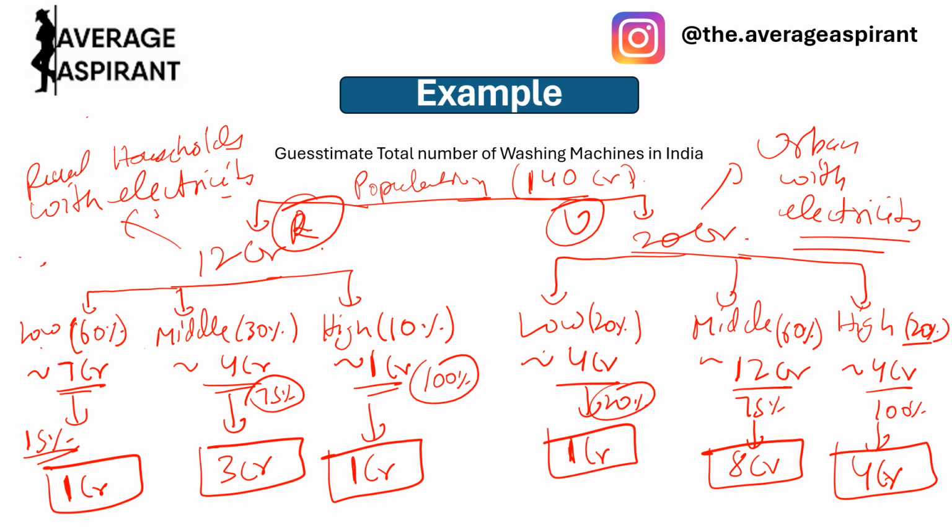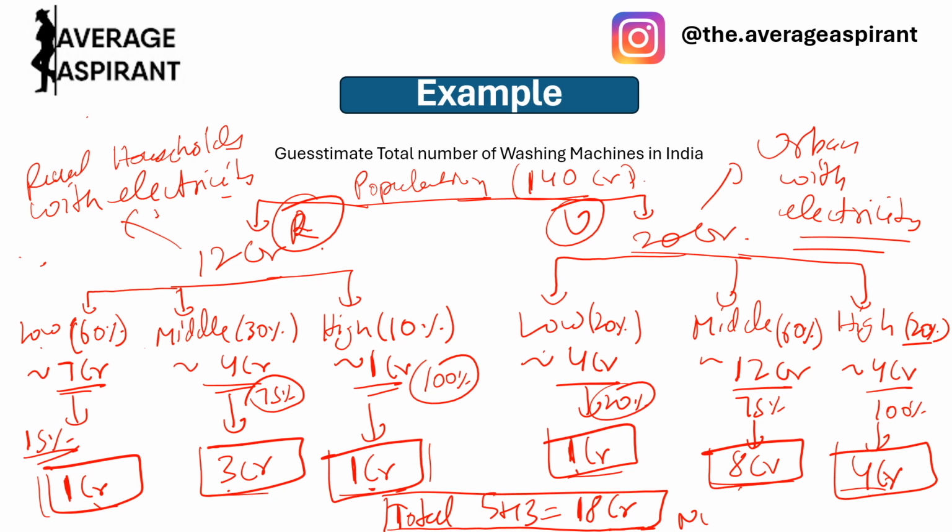Now, these are mutually exclusive and collectively exhaustive. So your total would be 1 plus 3 plus 1. This is how much? 5. 1 plus 8 plus 4. This is 13. 5 plus 13, 18 CR. This would be your number of washing machines.